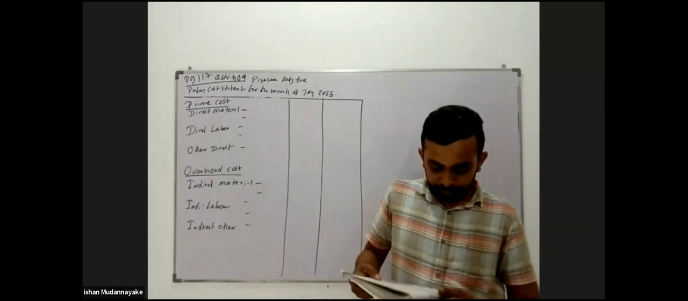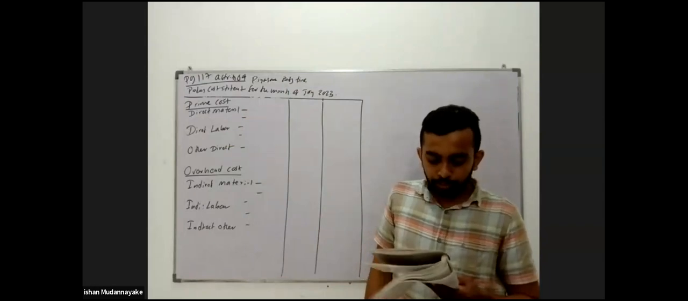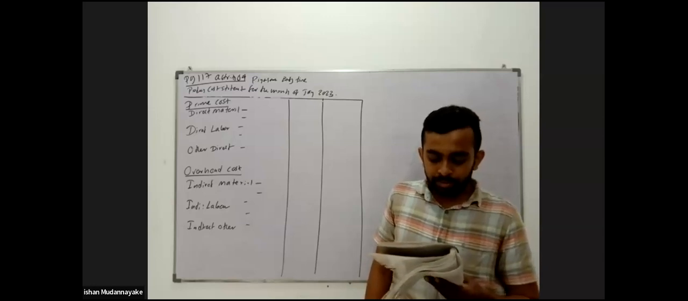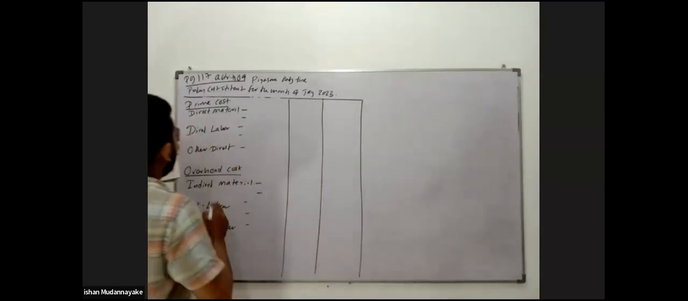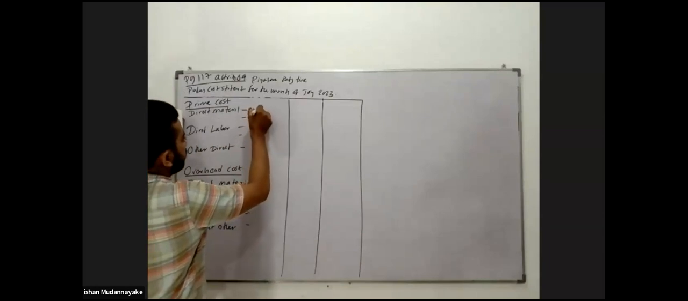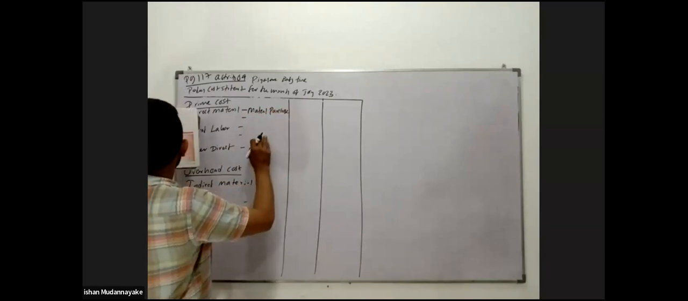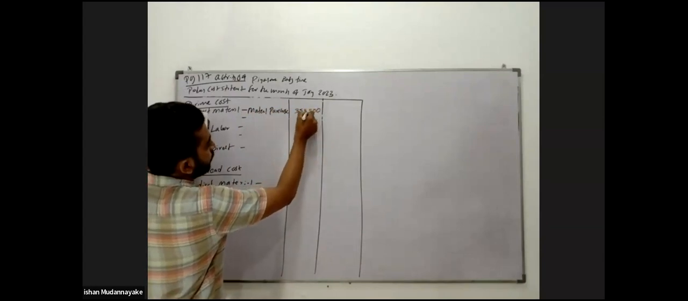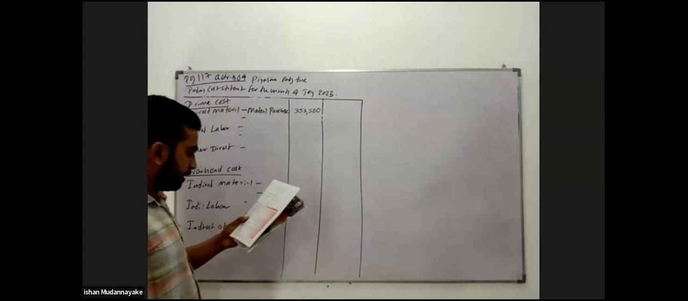Then here, look at the question. These are the information for the month of January 2023. Material purchases 353,500. Here write down material purchase cost 353,500. Direct material.